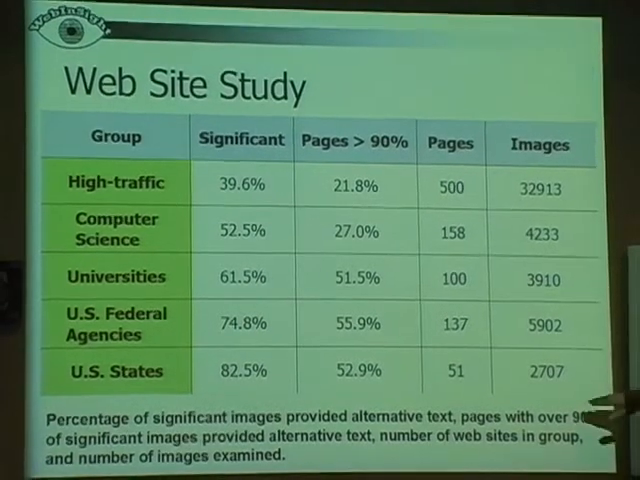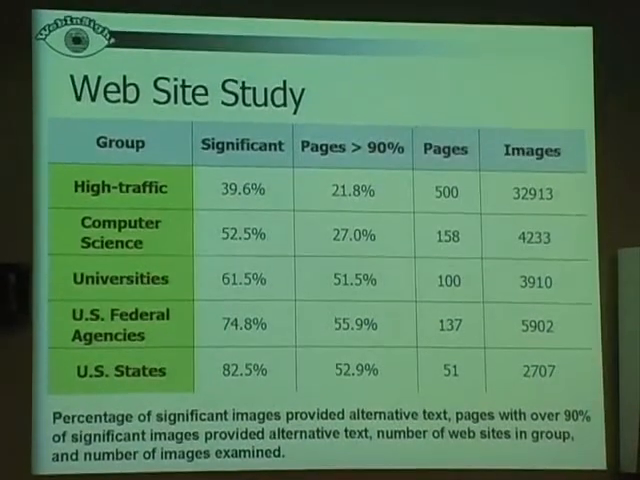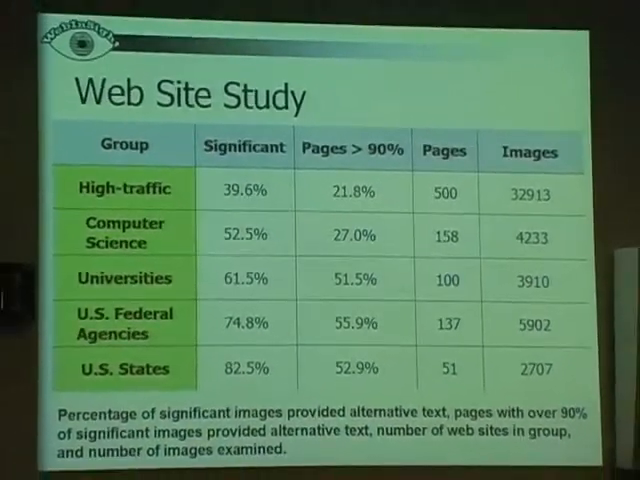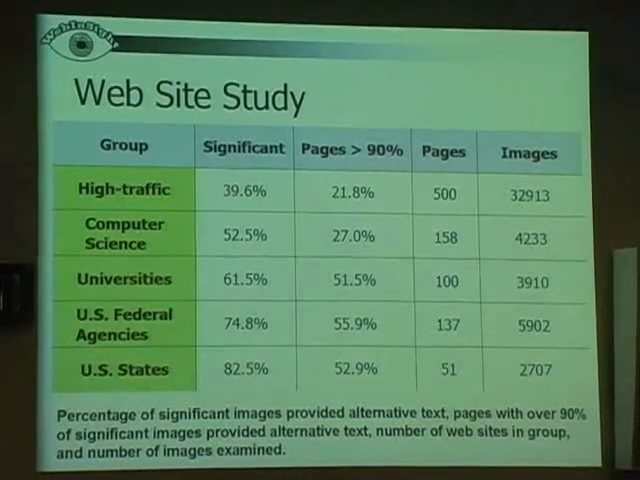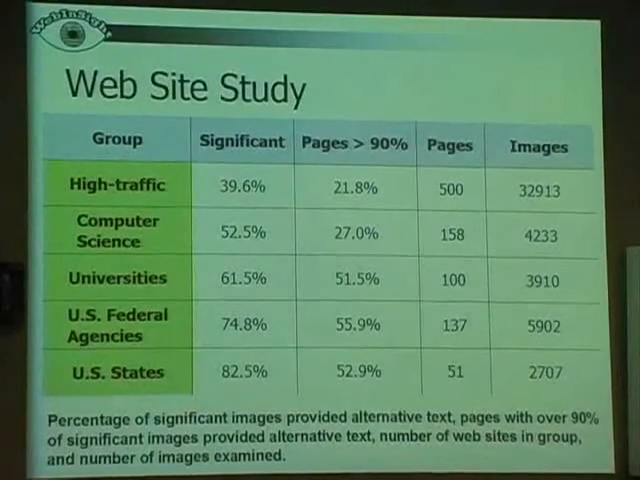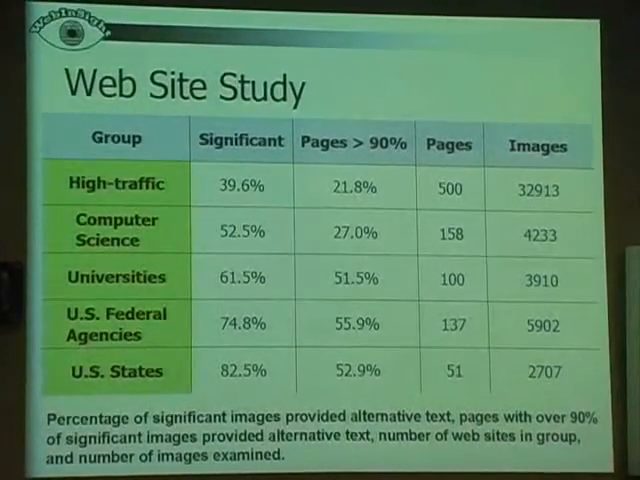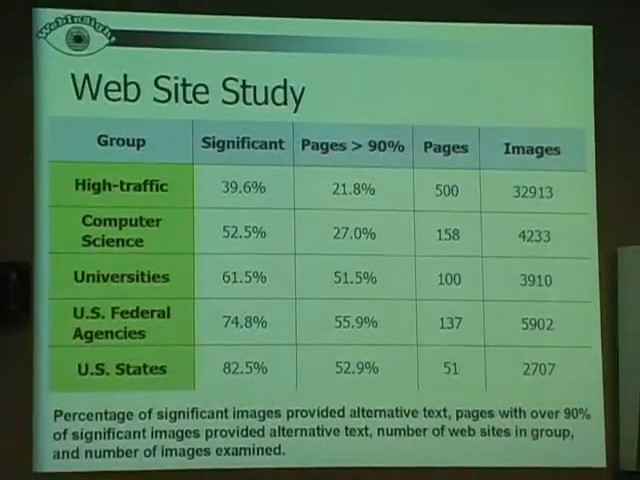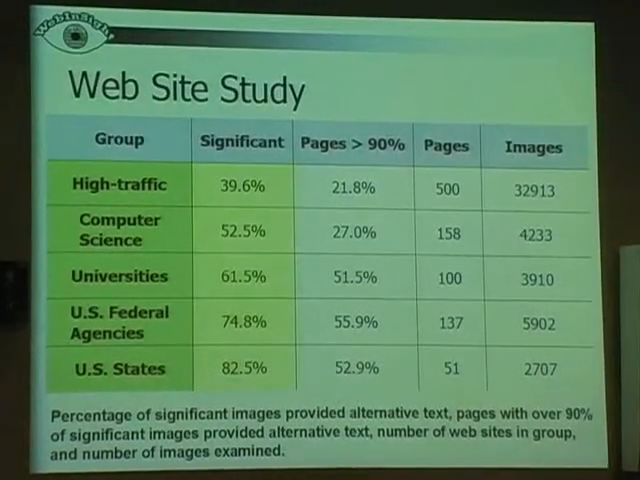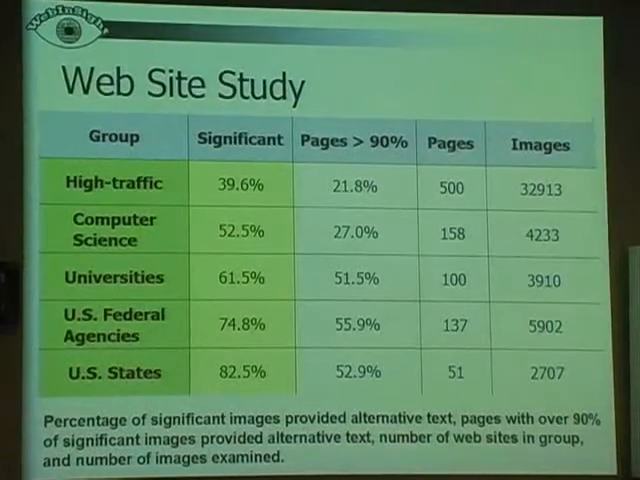The total number of images was very large. The high traffic group had almost 33,000 images. Okay. Yes? If a page has no images, is that 0% or 100%? That's 100%. I think there might have been one or two computer science departments that didn't have any images.